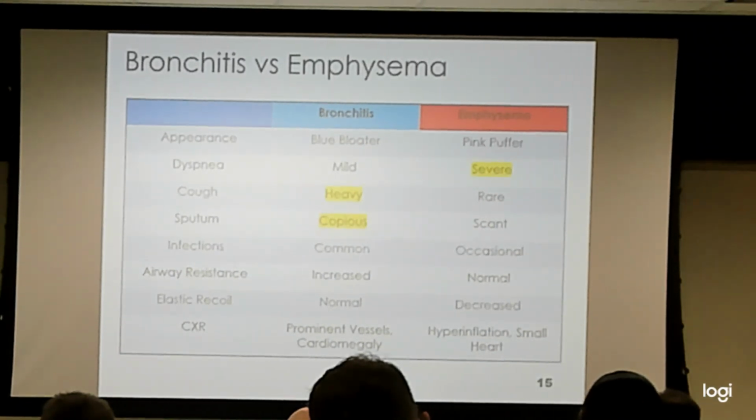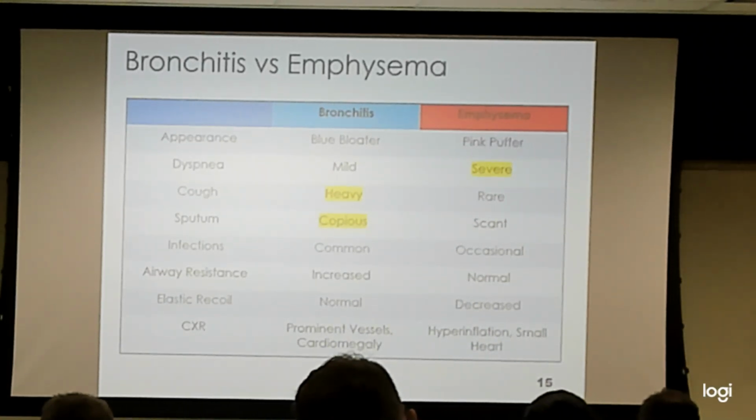So the airway resistance, the obstruction, is going to be increased. So we're going to see that FEV1, FVC go down. And the recoil is typically normal early on for COPD.